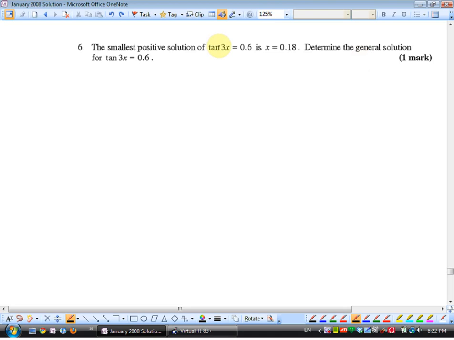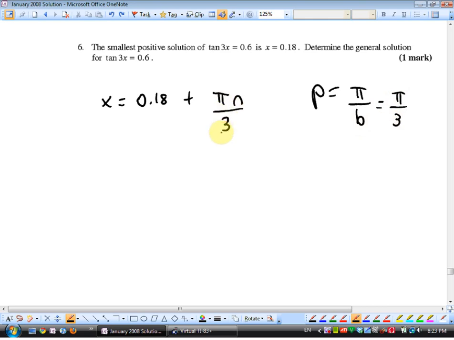If this was just tangent, you would go x equals 0.18 plus pi n, because the period of tangent is pi. Oh, if it was sine or cosine, it'd be 2 pi n. Except the period is not pi. The period is always pi over b, or if it's sine or cosine, 2 pi over b. The period is pi over 3.